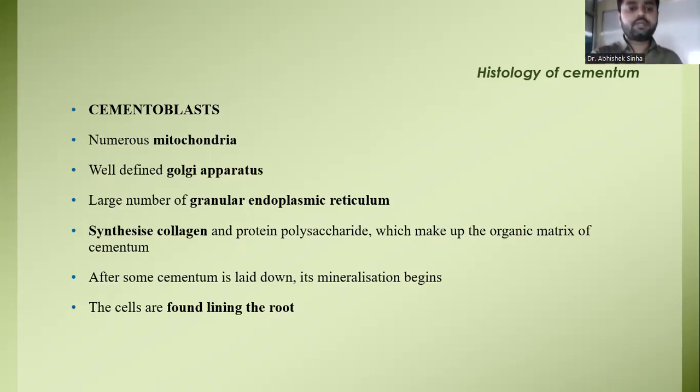After some cementum is laid down, its mineralization begins, and the cells are found lining the root. So cementoblasts will have the maximum amount of mitochondria. They will have rough endoplasmic reticulum. They will have Golgi apparatus, right?